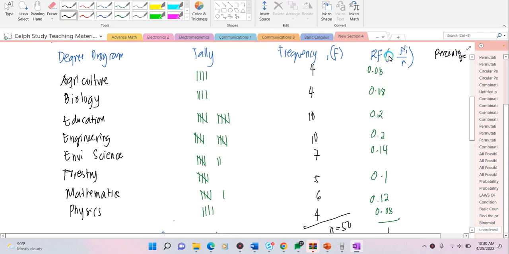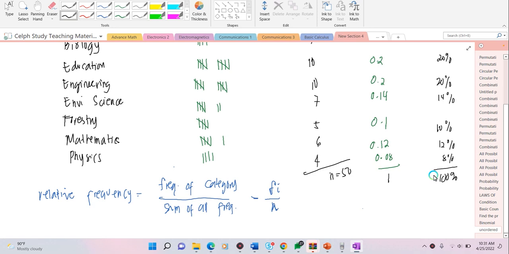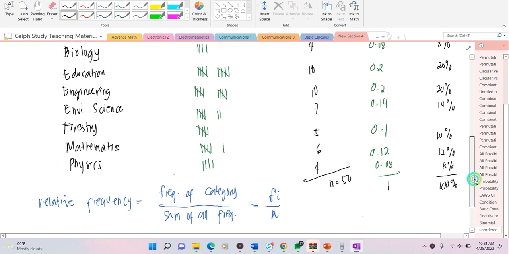Okay? How do we convert from relative frequency to percentage? That is equal to your percentage. So the percentage is the balance of 1, and that is 8%. Looking at this, your answer should be 100% in total. Okay, so that is what is happening with your frequency distribution and your percentage distribution.